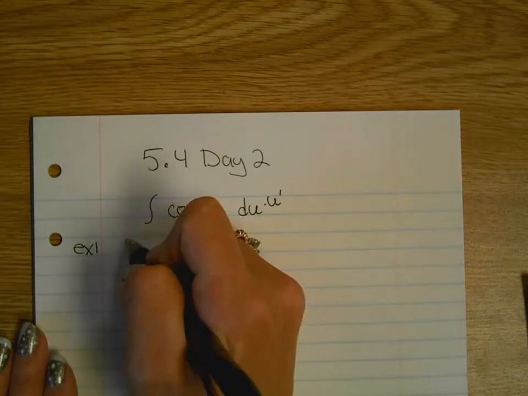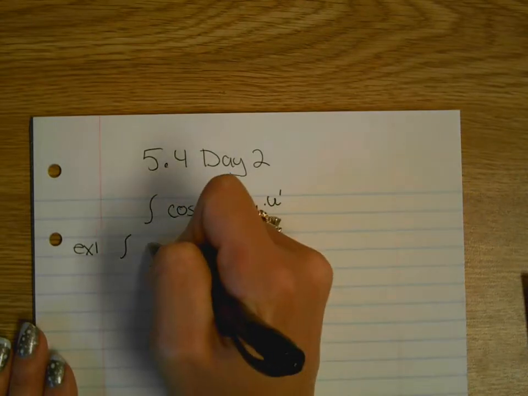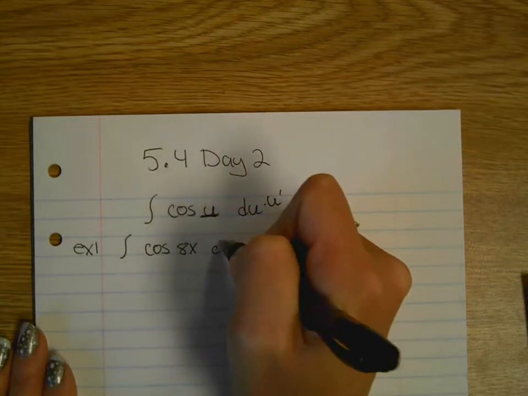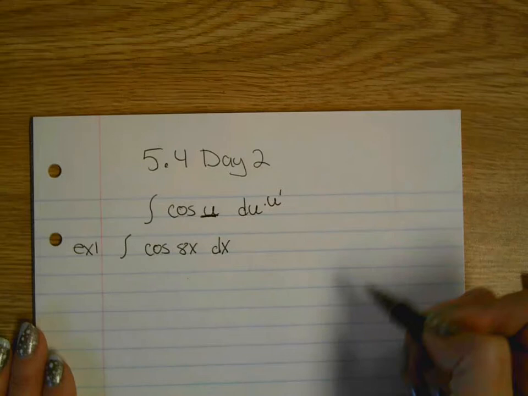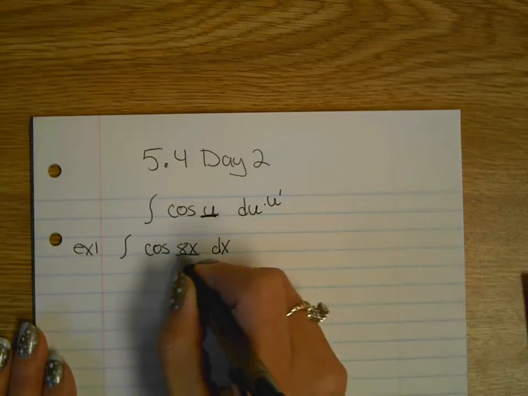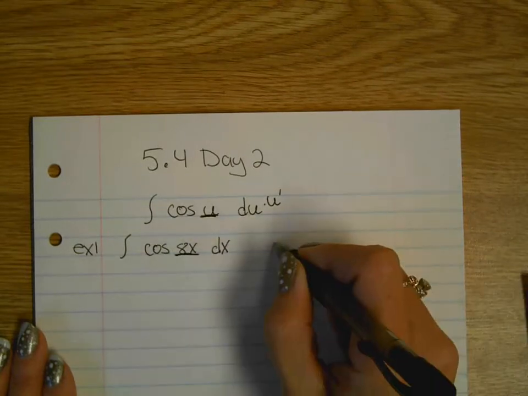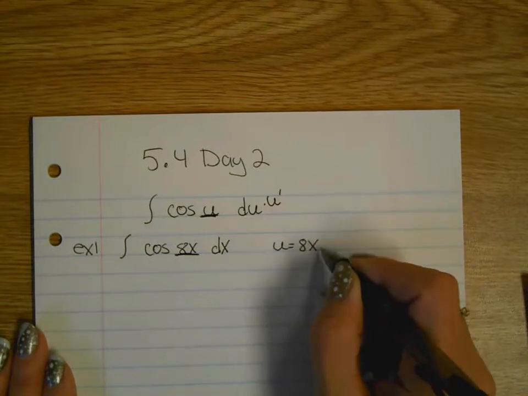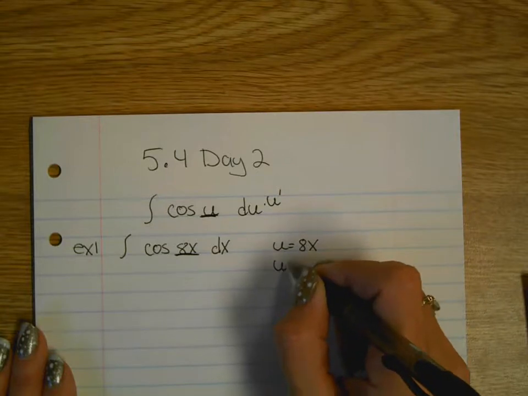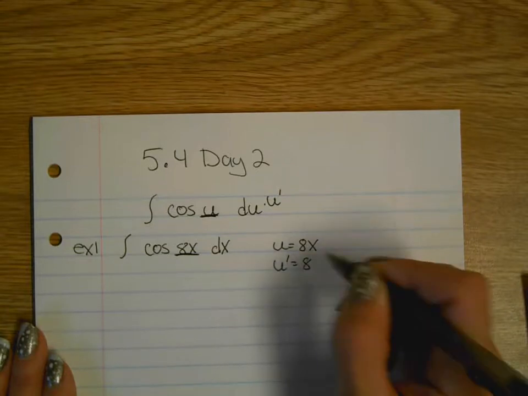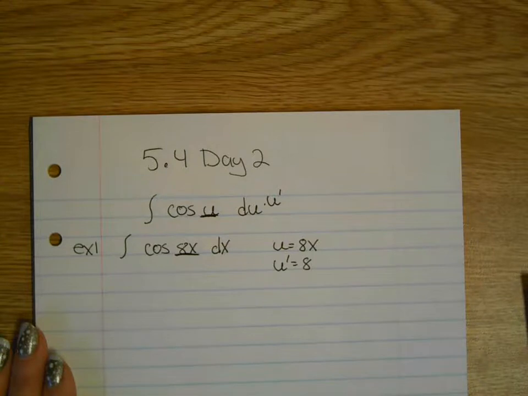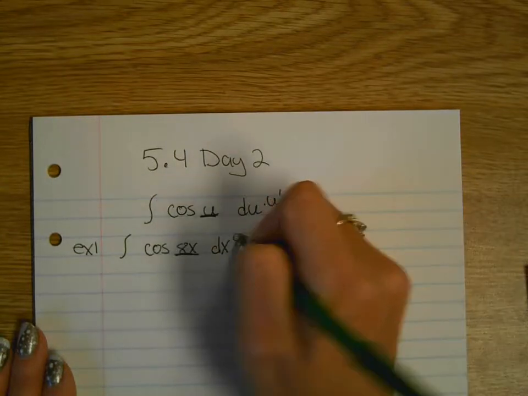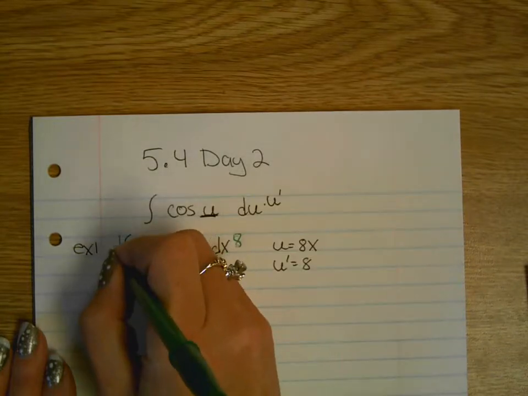Let's do the integral of cosine 8x dx. So see this as your inside, and you can be doing all of this in your head. So the derivative of 8x is 8. So I have to have an 8 next to the dx, which means I have to multiply by 1/8 out in front to keep it balanced.